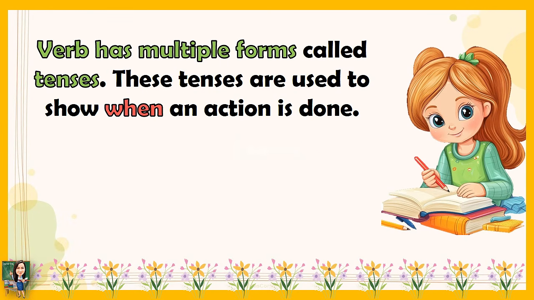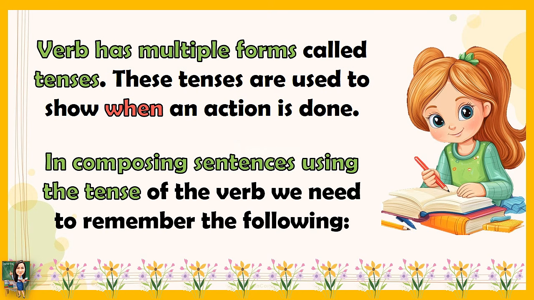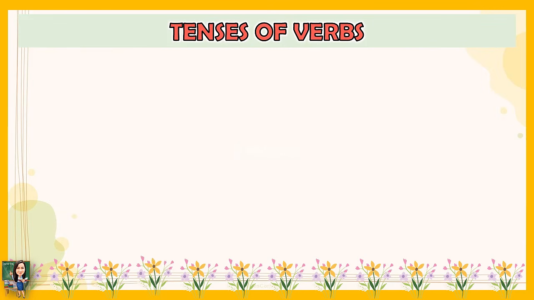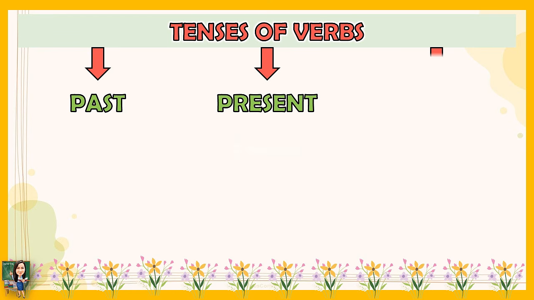Verbs have multiple forms called tenses. These tenses are used to show when an action is done. In composing sentences using the tense of the verb, we need to remember the following. So here are the tenses of verbs. Past, present, and future. There are three tenses of verbs: past, present, and future.